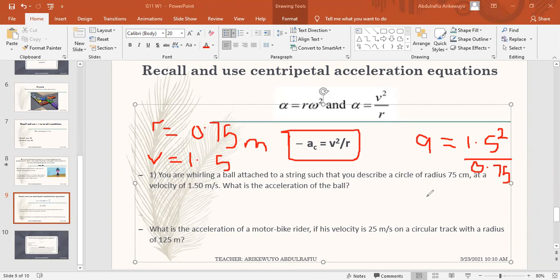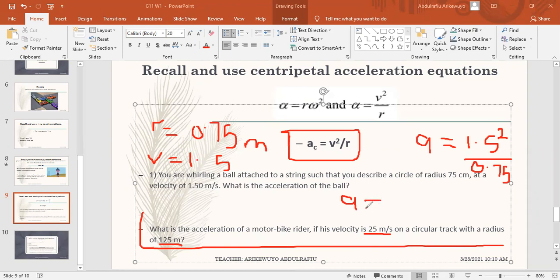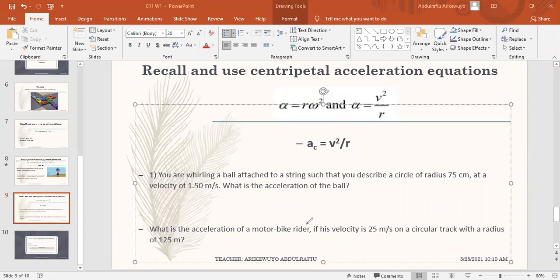So if you look at the next one, you can see this question now. This is the velocity and this is the radius. Are you following? So A will be equal to 25 squared divided by 125. V squared over R. Divide by 125. This is a centripetal acceleration. Do you understand now? Is it clear?